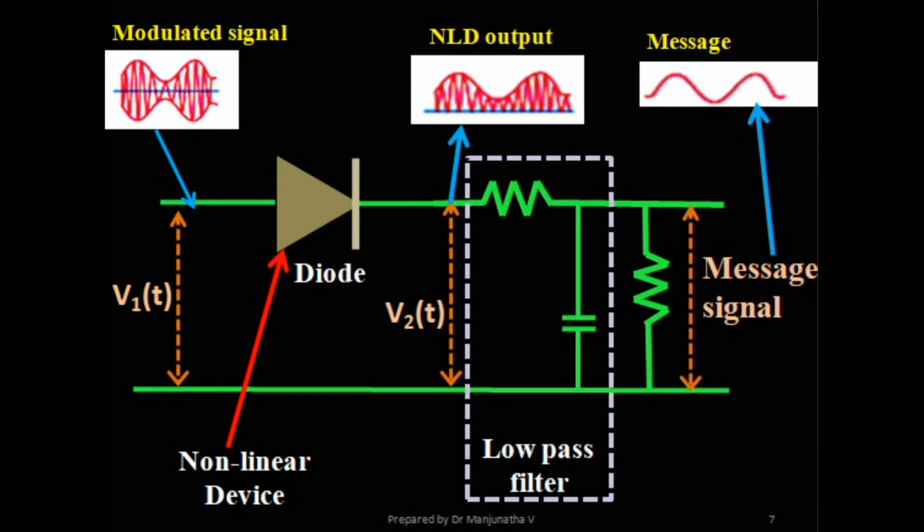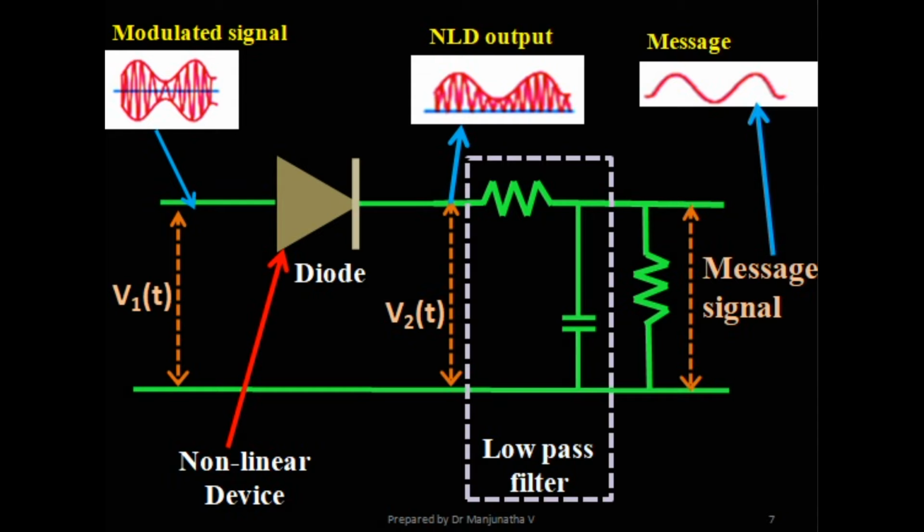The modulated signal V1 is applied at the input of the nonlinear device called the diode. The nonlinear device output V2 is the positive half of the input signal. It contains pulses with positive amplitude only. The higher frequency signals are removed by the low pass filter. Only the frequencies near the message signal are allowed, and this can be seen by solving the output expression of the nonlinear device.